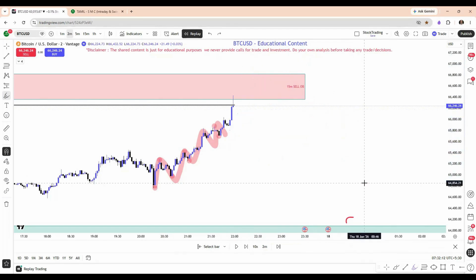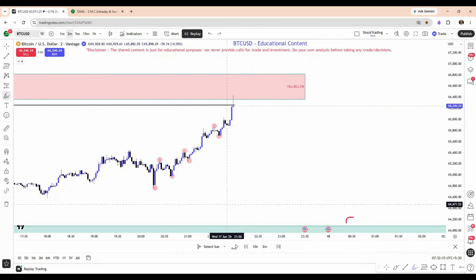Let's keep the logic in mind and see how this trade works out. So the mark is above at the higher time frame supply.